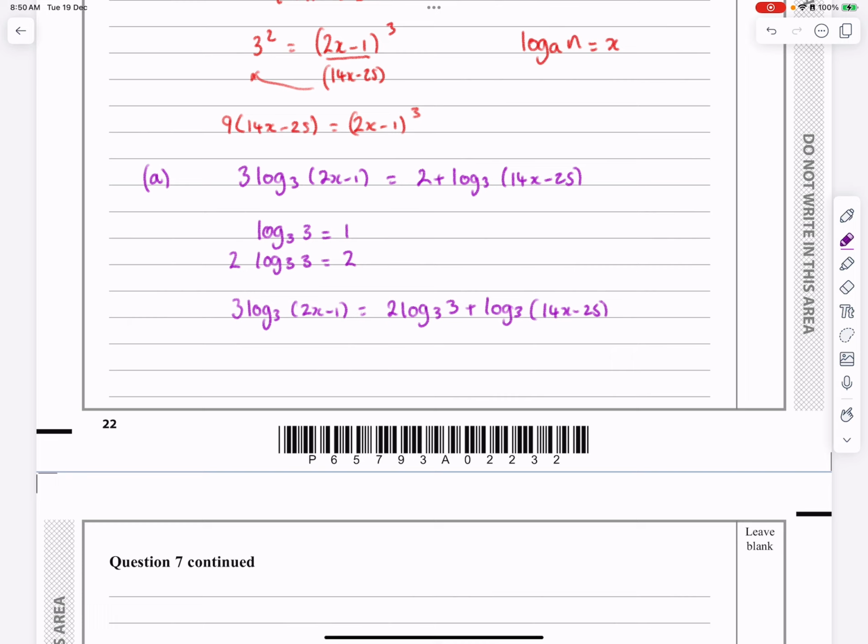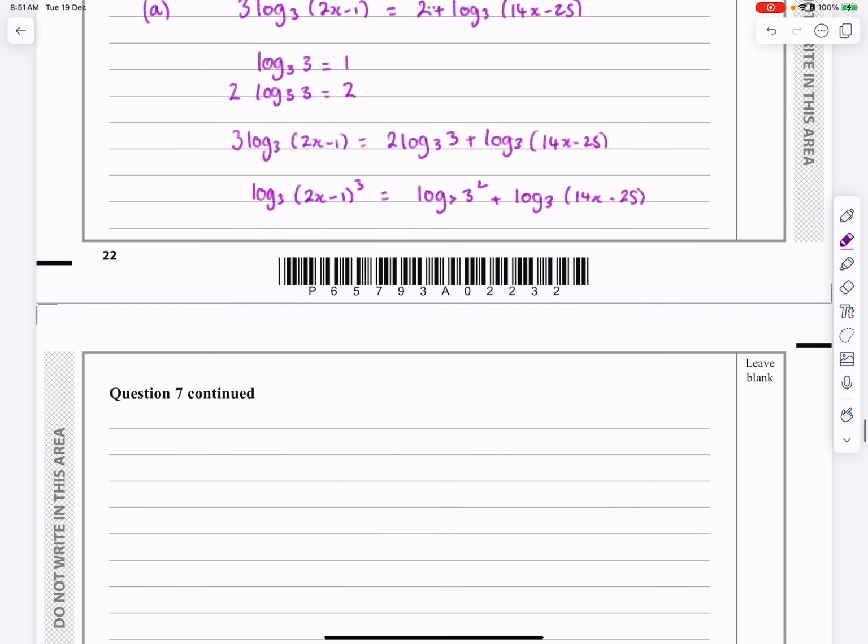And now I've got to employ exactly the same sort of skills here. I want to tidy up and get log equals log here. So on the left-hand side, I can say log 3 of 2x minus 1 cubed. I'm just taking the power up there, which I've already done on the previous one. With the other one, I can't combine these two until I've just got log 3 3 squared rather than having 2 log 3 3. So again, that power has just come up there, plus log 3 14x minus 25.